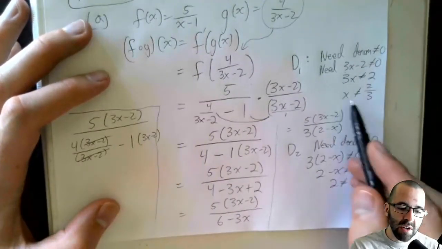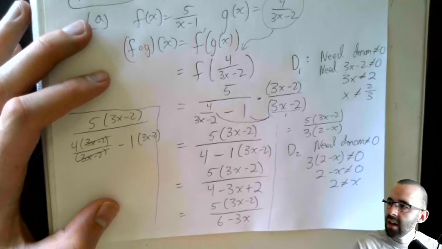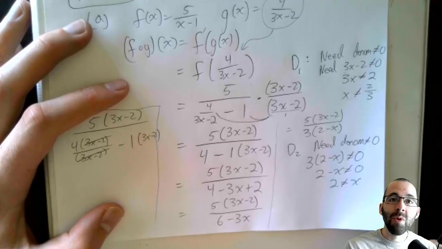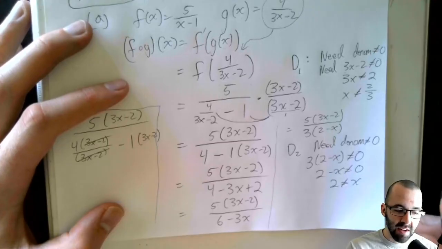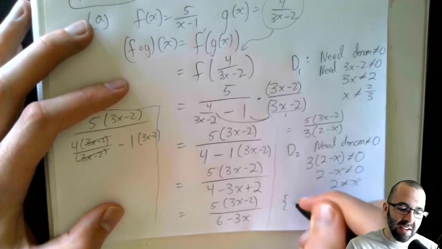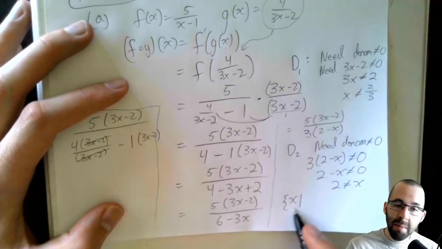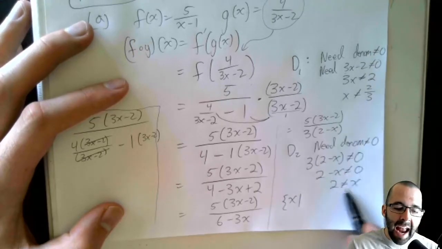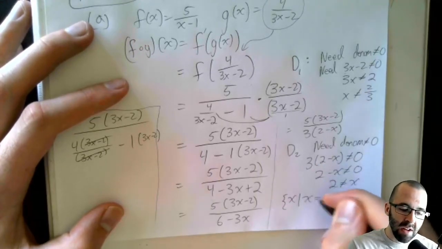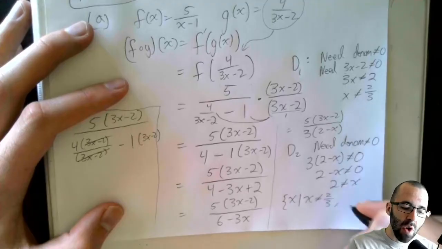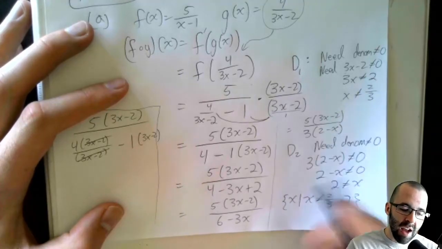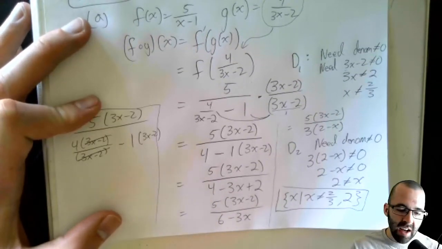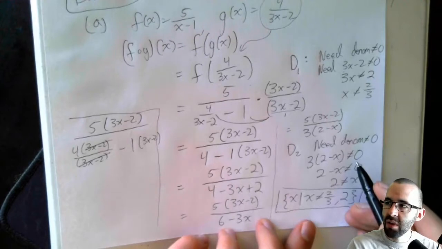So we need to combine both of these, d1 and d2, for our final answer. We are right about to finish this problem. Our final answer is going to be the set of all x, remember set builder notation, such that x is not equal to 2/3 and x is not equal to 2. X is not equal to 2/3 or 2. And this is our final answer. This is our beautiful domain. And we are done.